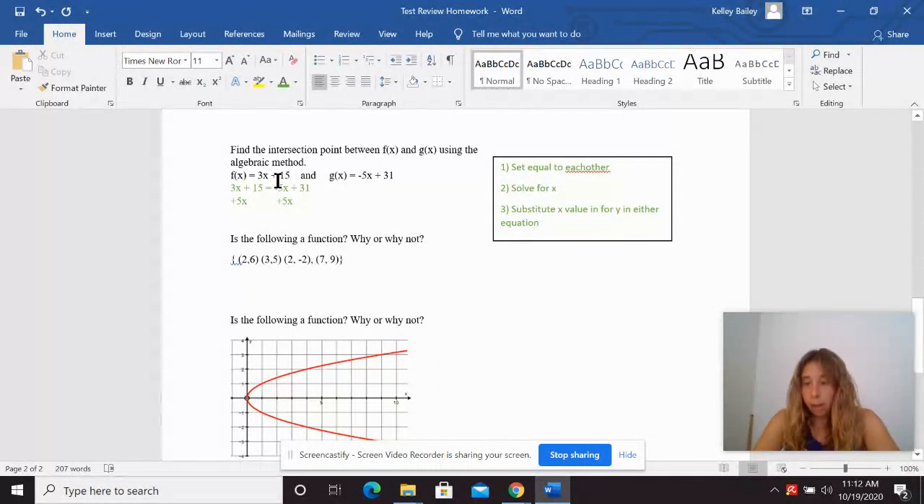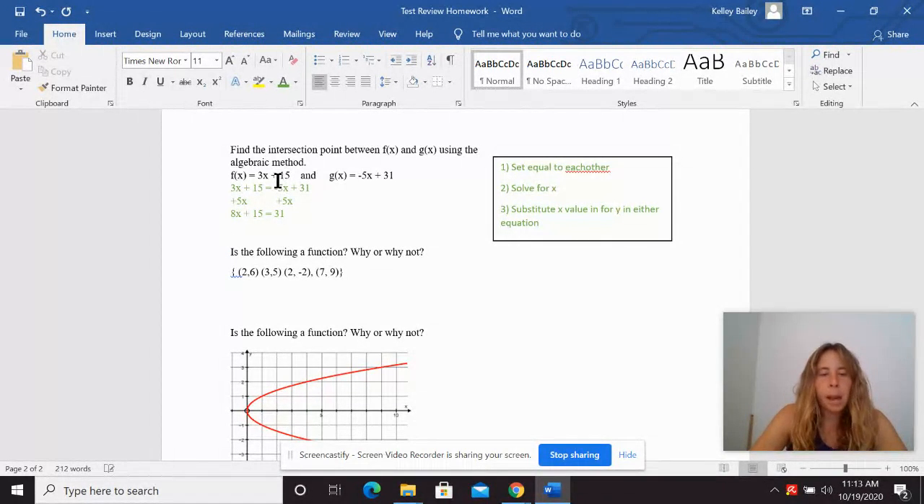3x plus 5x is 8x. And then we didn't do anything to the 15, so just rewrite it. We're doing one step at a time. Negative 5x plus 5x, 0. So all that's left on this side is 31.